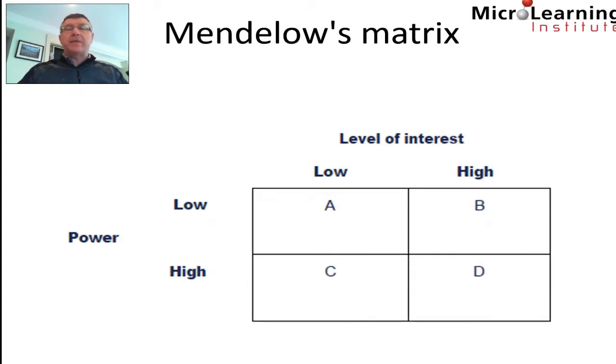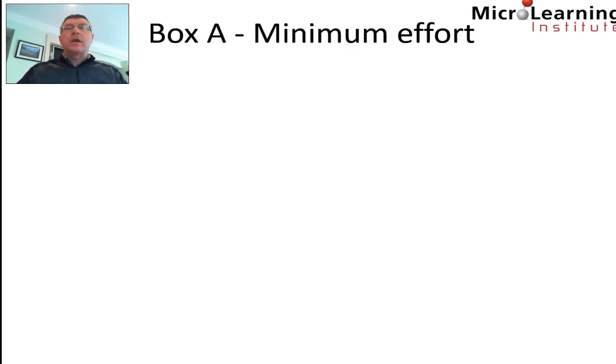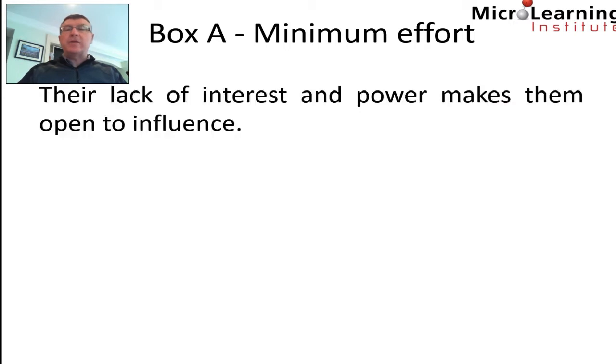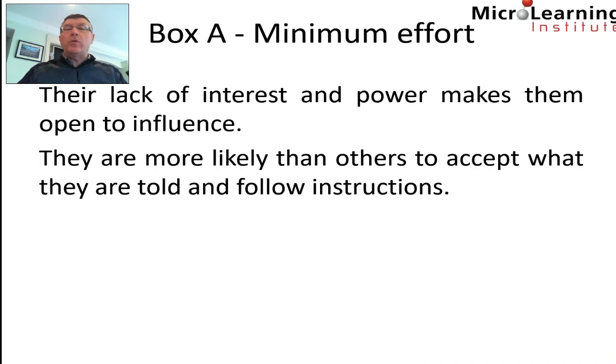So looking again at the matrix, and this time let us focus on box A here, and box A has the stakeholders who have low power and low interest. So Mendelow's matrix says that as an organization we should expend minimum effort on these stakeholders. Their lack of interest and power makes them open to influence, and they are more likely than others to accept what they are told and to follow instructions.